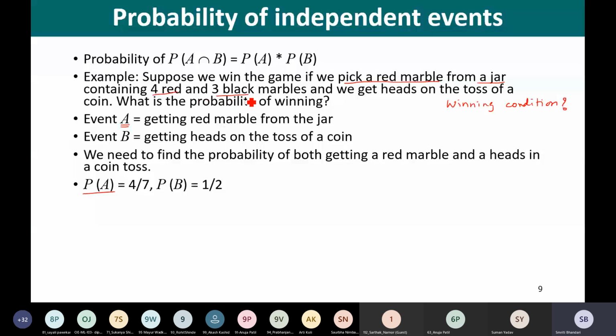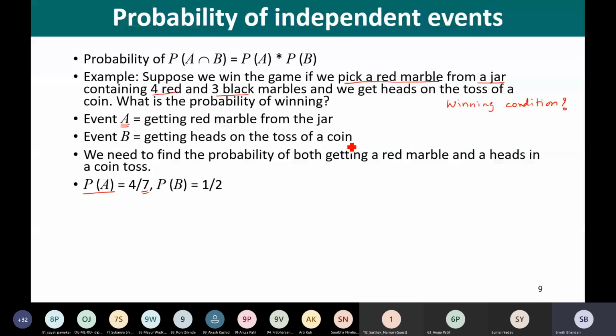The event is getting a red marble from the jar. We have 4 red and 3 black marbles in the jar, so overall we have 7 marbles. Out of these 7 marbles, 4 are red. So the probability of getting a red marble from the jar is 4 divided by 7.